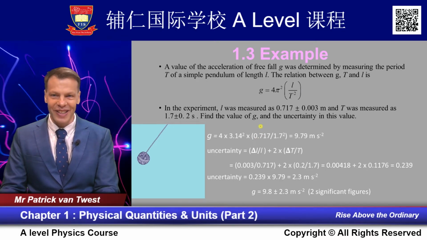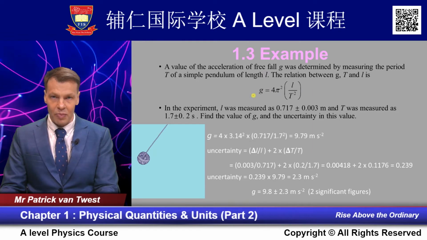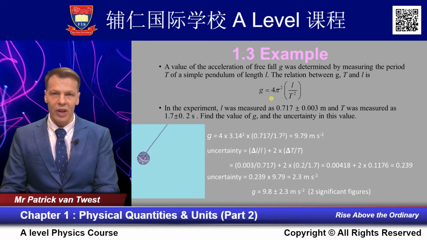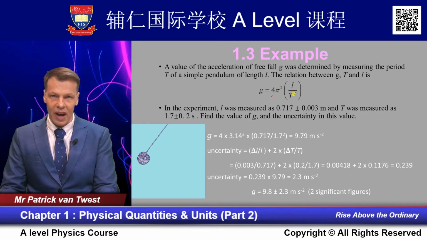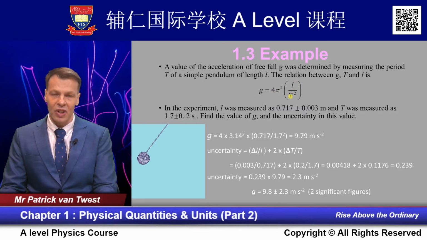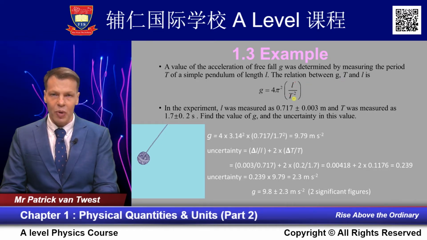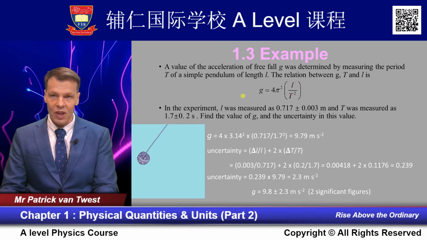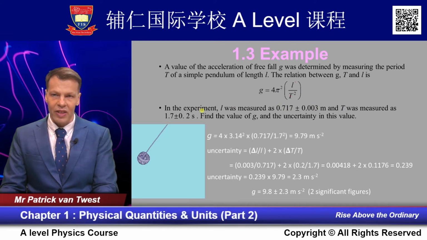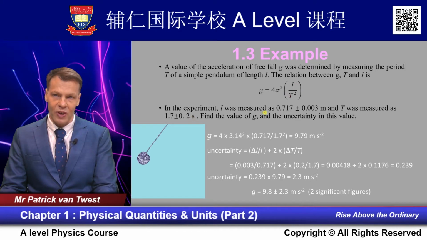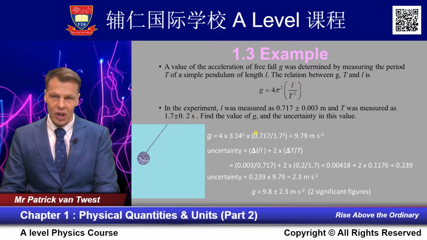So I hope you've done that. Here's the answer. You need to look at this problem. We've got an equation with a constant, another constant pi squared, and then length is a measurement and period is a measurement. So we're actually just measuring two things and putting them into a formula. In this experiment, the length was measured with a certain uncertainty. The period was also measured with a certain uncertainty, and now we want to end up with the value of g.